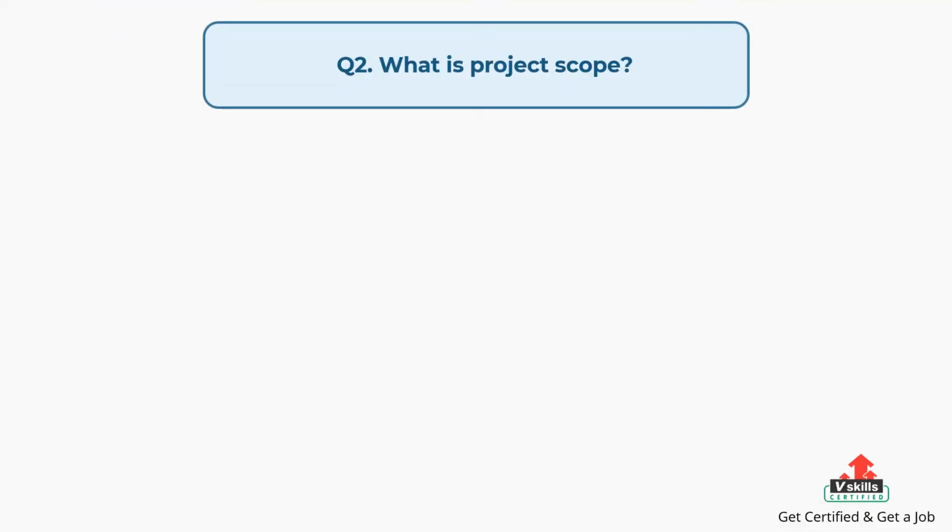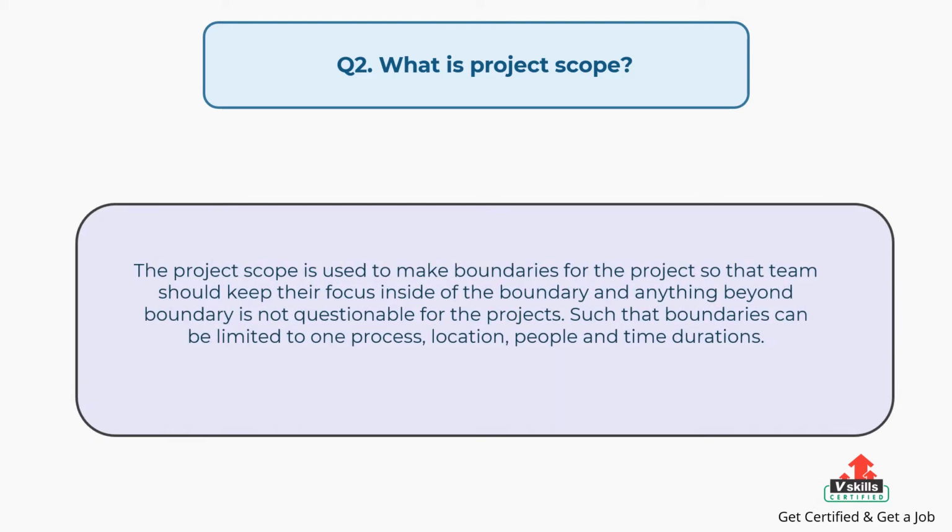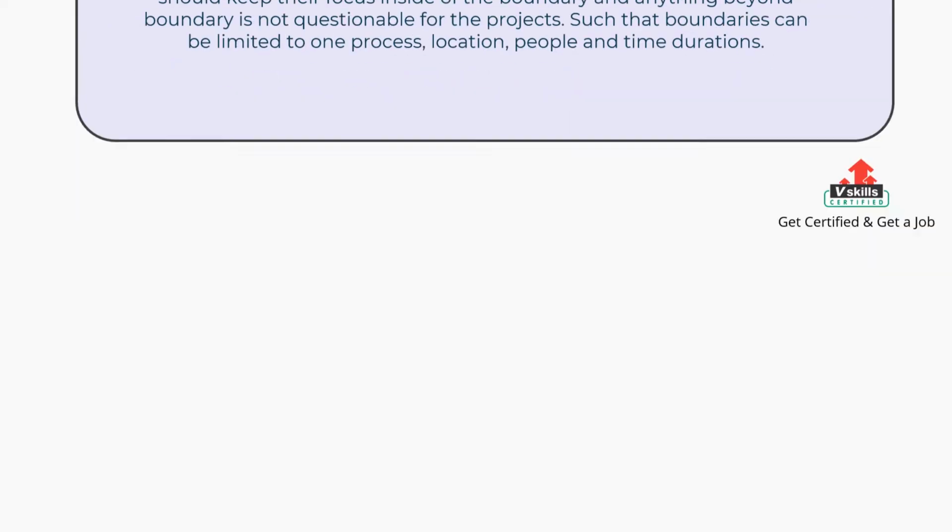Question number 2. What is project scope? The answer is, the project scope is used to make boundaries for the project so that teams keep their focus inside of the boundary, and anything beyond the boundary is not questionable for the project. Such boundaries can be limited to one process, location, people and time durations.